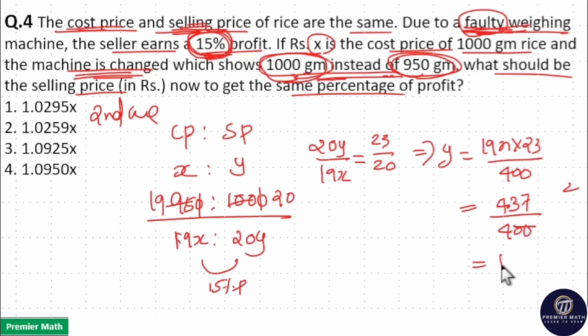4.37 by 4. 4 goes 1 time in 4. 0 times in 3. 9 times in 36. 0.25 times in 1. So 1.0925x. Option 3 is your answer.